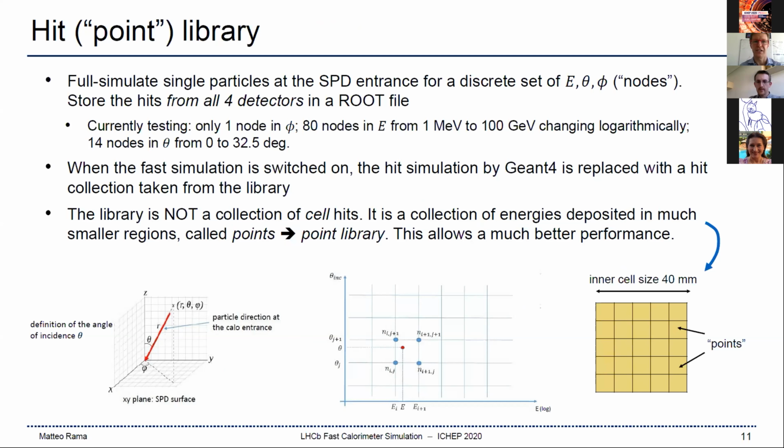Right now we are testing a configuration where we have just one node in the azimuthal angle, 80 different values for the energy ranging between 1 MeV and 100 GeV, and 14 nodes for the angle of incidence. Then when the fast simulation is switched on and the particle reaches the calorimeter, the hit simulation that would have been generated by Geant4 is replaced by a hit collection taken randomly from the library.